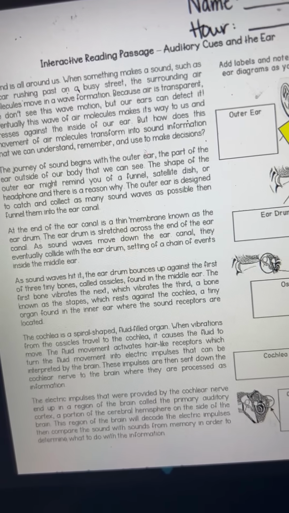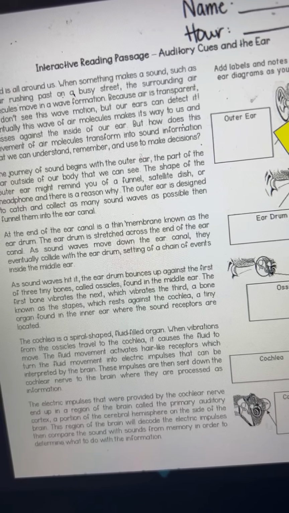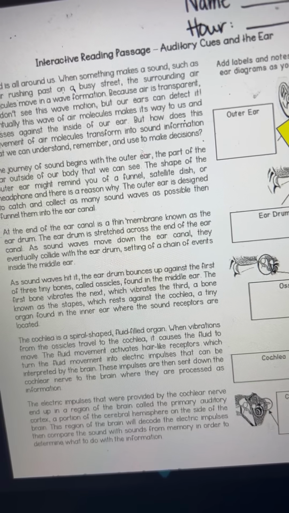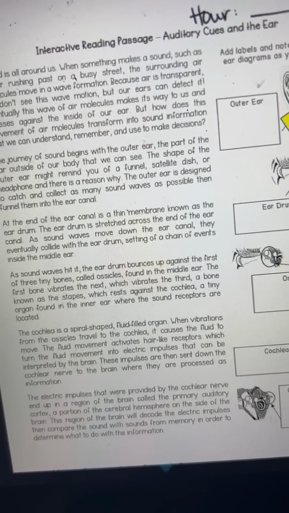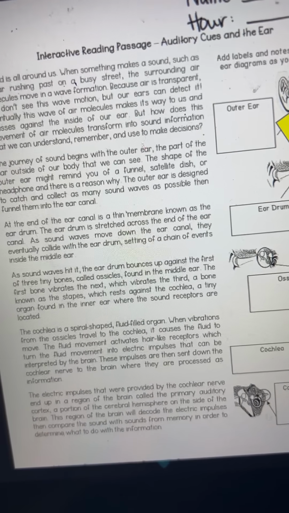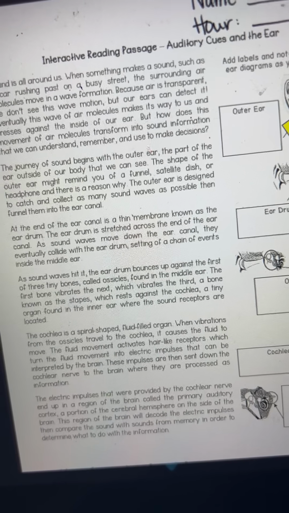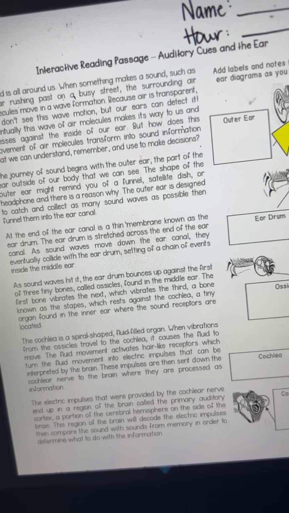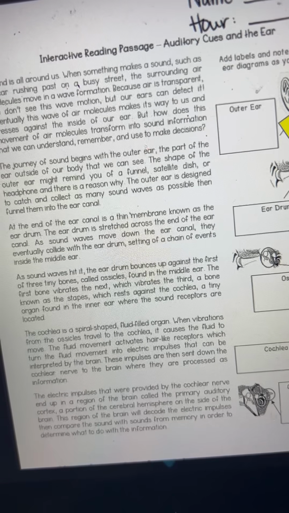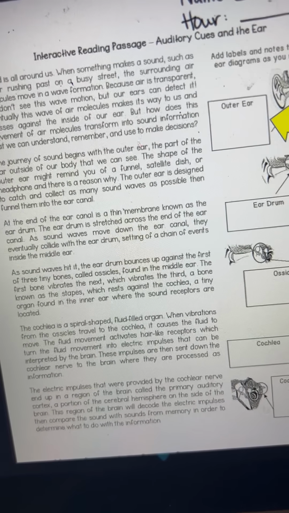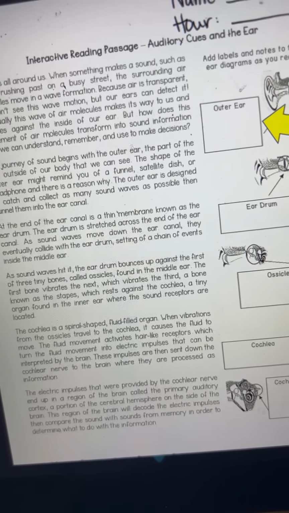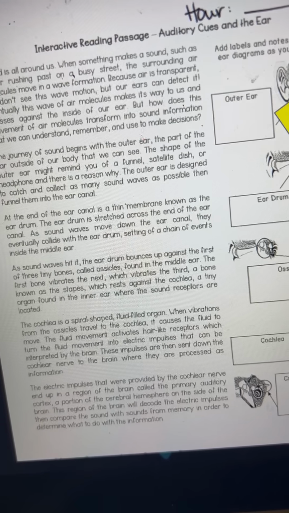As sound waves hit it, the eardrum bounces up against the first of three tiny bones called ossicles found in the middle ear. The first bone vibrates the next, which vibrates the third, a bone known as the stapes, which rests against the cochlea, a tiny organ found in the inner ear where the sound receptors are located.